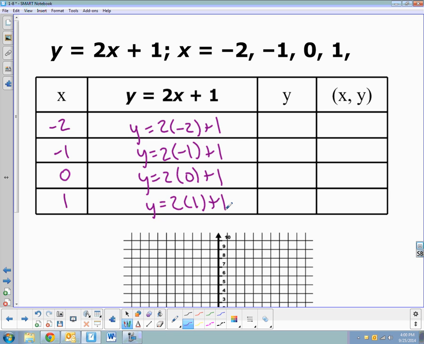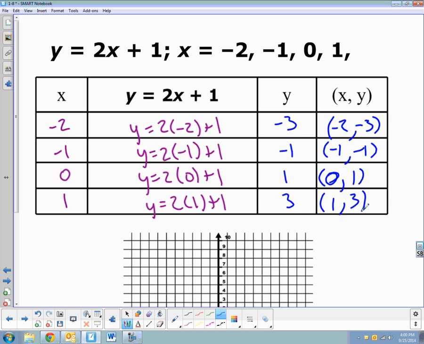And if I find all my y values from there, I've got -4 plus 1, -3, -2 plus 1, -1, 0 plus 1, 1, and 2 plus 1, 3. And so again, it is a pattern. It goes up by 2 every time. And my x, y ordered pairs: -2, -3, -1, -1, 0, 1, and 1, 3. Then I can graph those points.